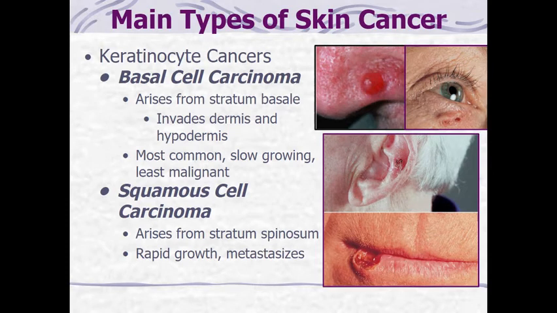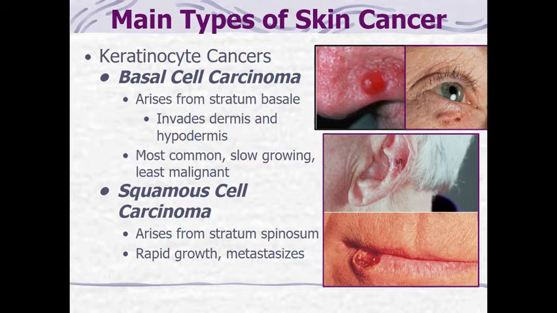There are many different types of skin cancer. The three main types are all keratinocyte cancers. So we've got basal cell carcinoma, which arises from the stratum basale or the bottom layer of the epidermis. It can invade the dermis and hypodermis, so it can grow downward. It's the most common form of skin cancer. It's very slow growing and very little malignancy. It's pretty common to be able just to excise this or remove it, and then it's gone.